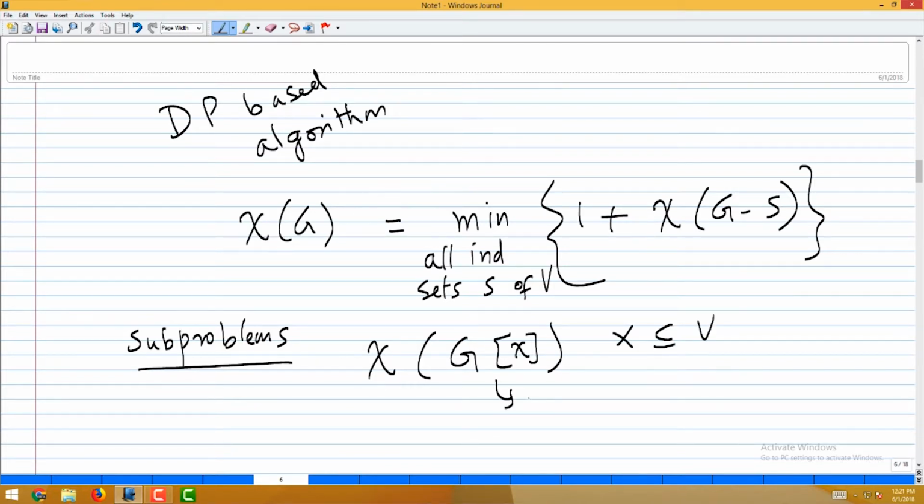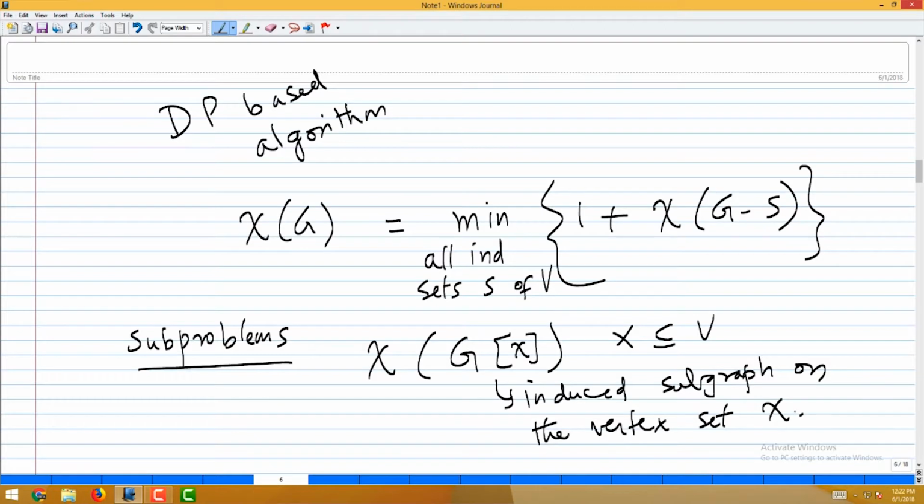So, this is the induced subgraph on the vertex set x, right. You pick some subset of vertices and I want to find the optimum way of coloring it. How do I do it? I will do it in a bottom up fashion anyway, because that is the problem we are looking at, and we will gradually build towards it.